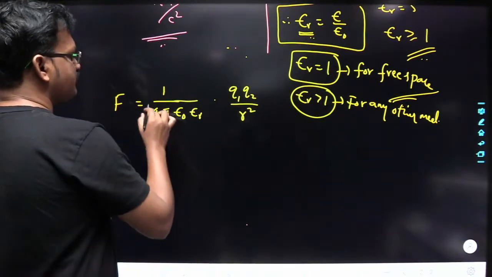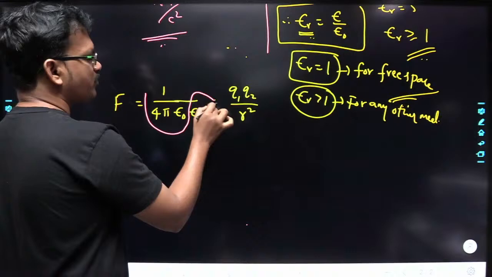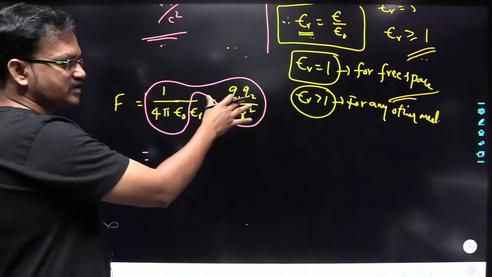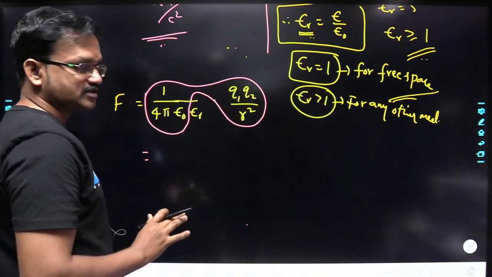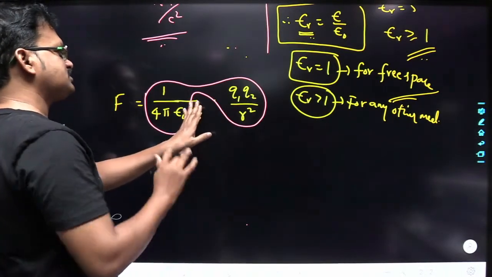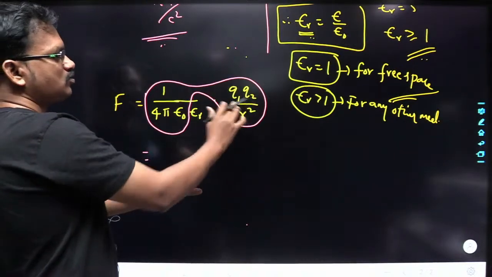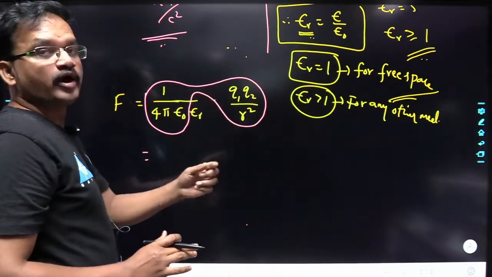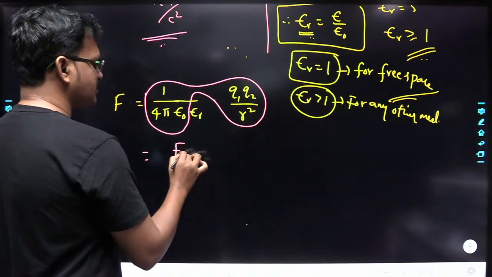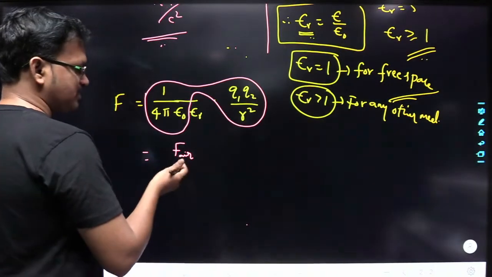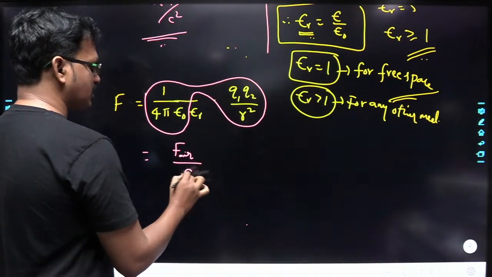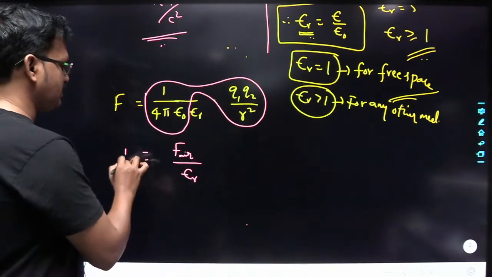If you observe, 1 by 4 pi epsilon naught into q1 q2 by r square is nothing but the force between two point charges in free space. Don't consider epsilon r here. If I simply write 1 by 4 pi epsilon naught into q1 q2 by r square, this is the force between two point charges in air medium, free space or vacuum. All mean the same. So F air divided by epsilon r.